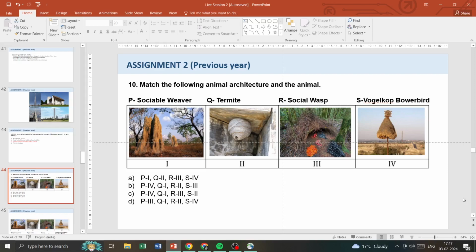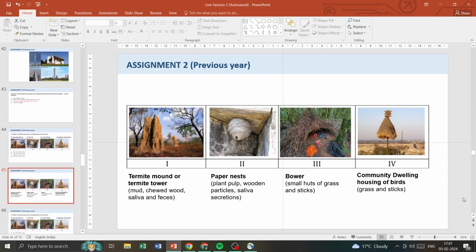P, sociable weaver; Q, termite; R, social wasp; and S, Vogelkoop bowerbird. So 4 images have been given of 4 different animal architectures, and 4 animals' names have been given, and you have to match them and then answer this question. So I will quickly tell you what is what. The first image that we see is a termite mound or termite tower. It is made up of mud, chewed wood, saliva, and feces. Then the second image we see is paper nests, which are made by wasps.